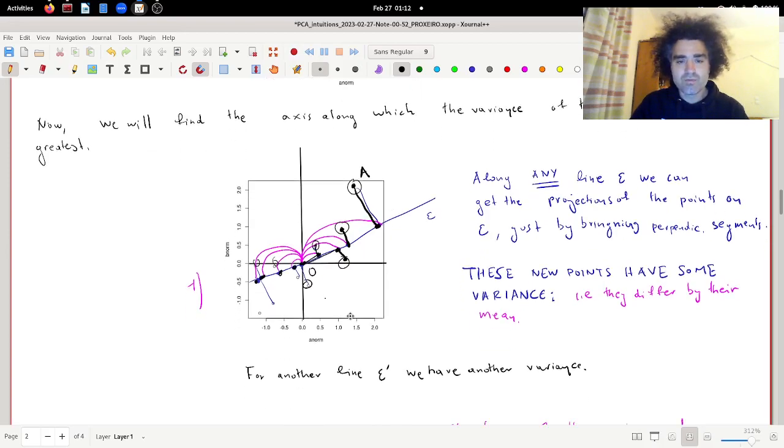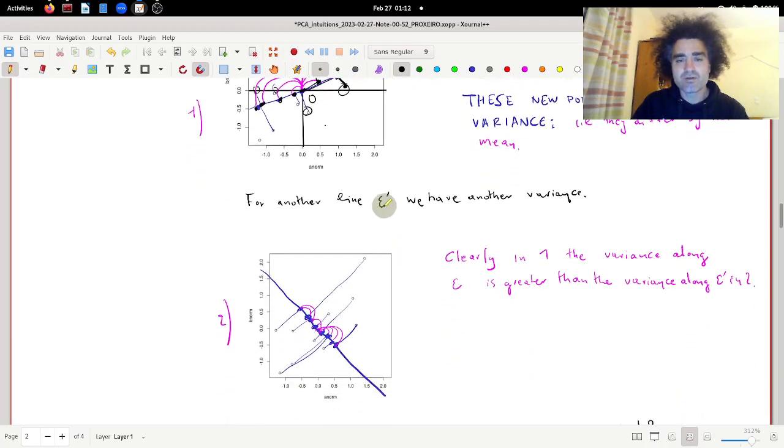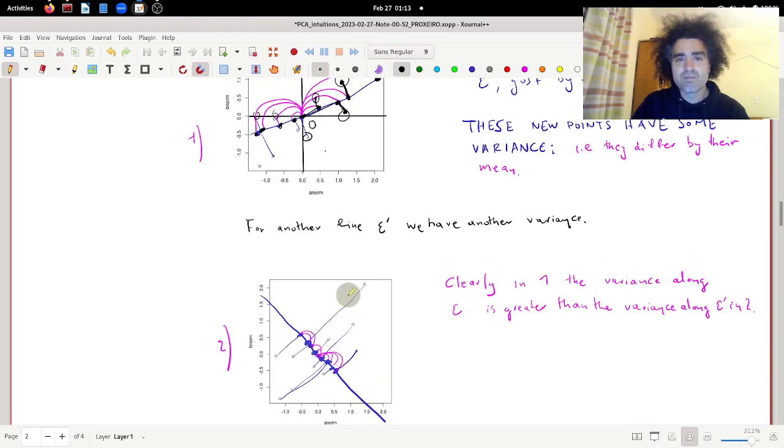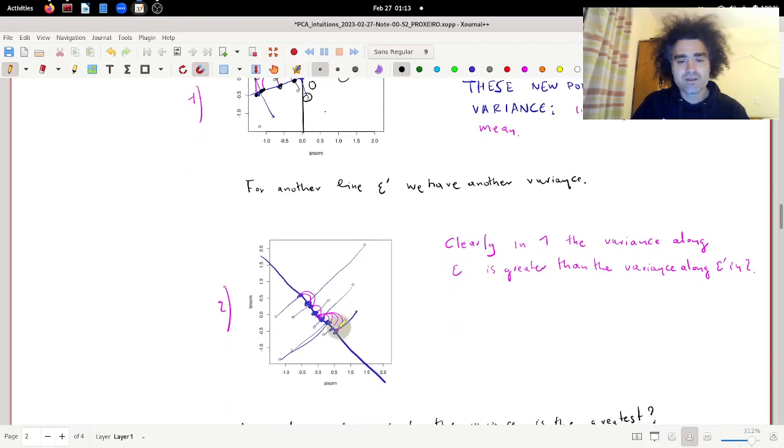Okay, so compared to the initial variance that they had, the projections also have some variance, which is probably smaller than the original variance. It's just a proportion of the original variance on the projection. Now if we would take another line, epsilon prime, so this blue one, and then we would bring the projections again, we observe that the data points on this epsilon prime line have different variances. And compared to the first one, epsilon has definitely a greater variance than epsilon prime.